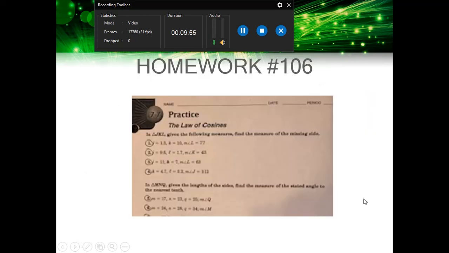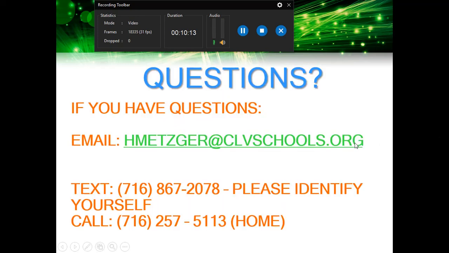This is homework number 106. It was in your packet of materials. Please do this on separate paper. You're only going to do the problems that I circled. Once you get past problem, I believe it's 8, it asks you to complete the triangle. That means you want to solve for all missing pieces. So there'll be multiple steps.